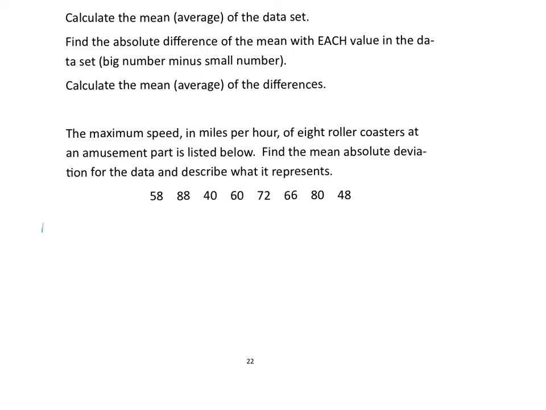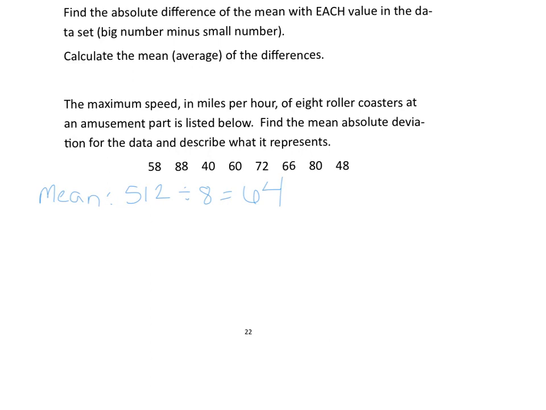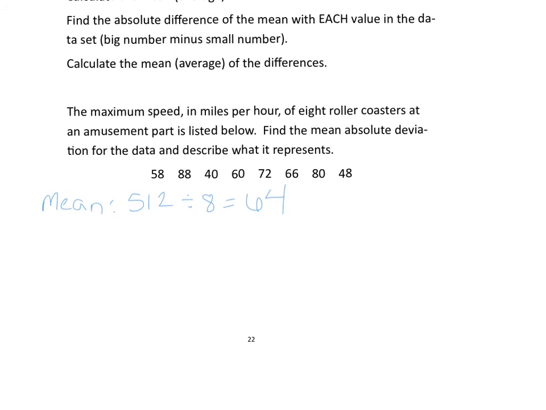So first we're asked to just calculate what the mean is. So we add up all those numbers and we find out that the sum of the speeds is 512. There are 8 roller coasters. This means the average speed is 64. Next, we're going to go through each data point and we're going to subtract that number with 64 or from 64.